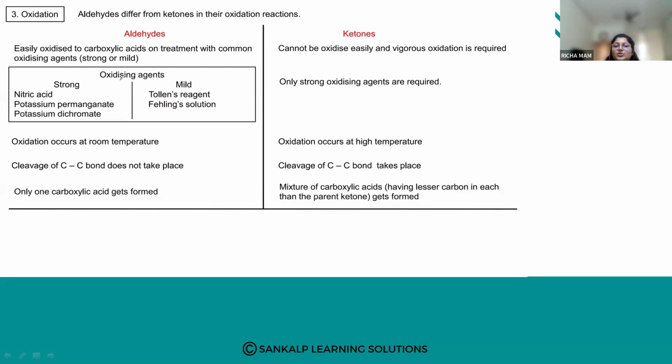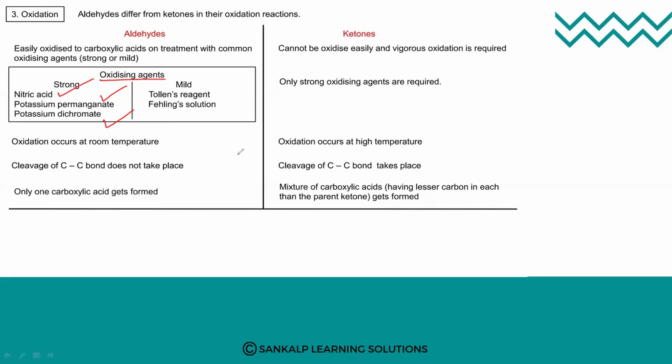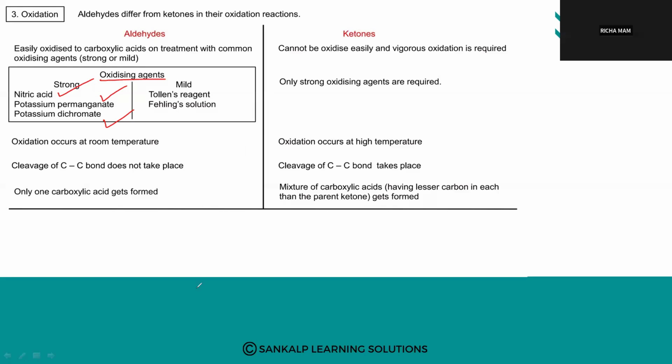So which are the good oxidizing agents? There are strong oxidizing agents and weak oxidizing agents. Strong oxidizing agents are nitric acid, potassium permanganate, and potassium dichromate. The mild oxidizing agents are Tollens' reagent and Fehling's solution. Oxidation occurs mainly at room temperature, and the cleavage of the C-C bond does not take place.